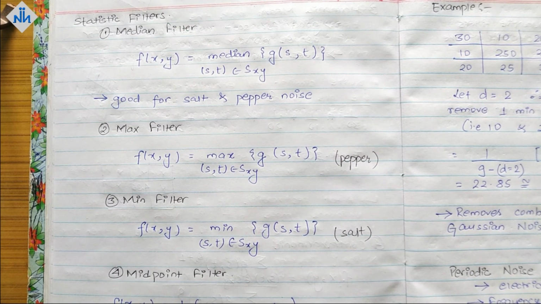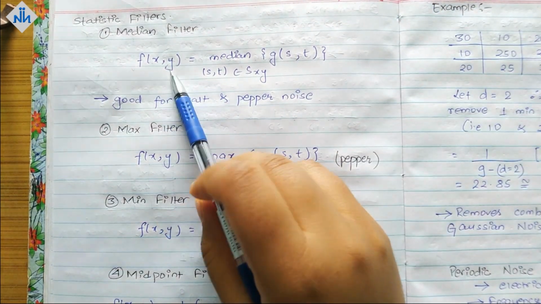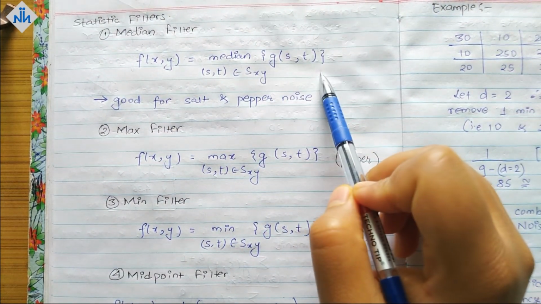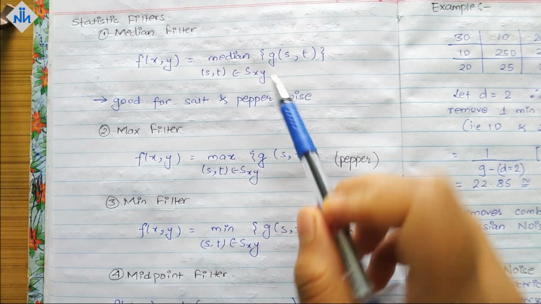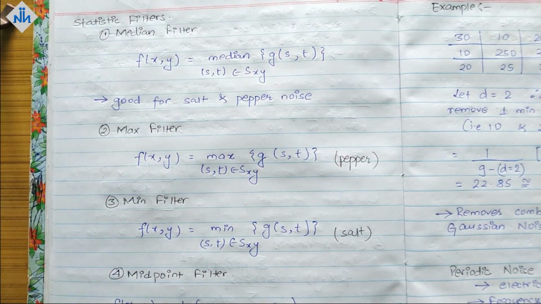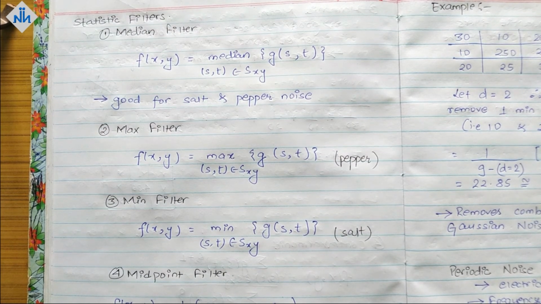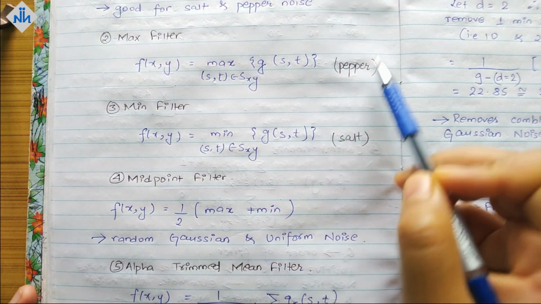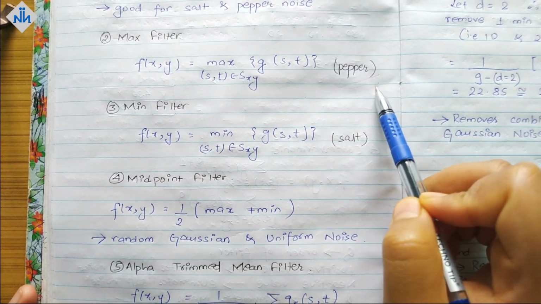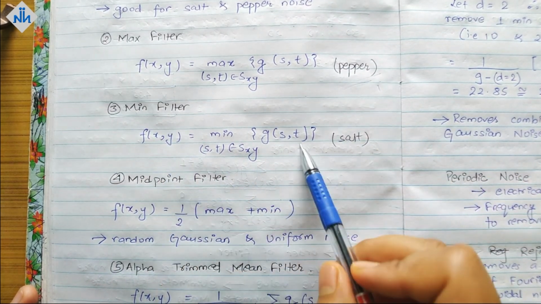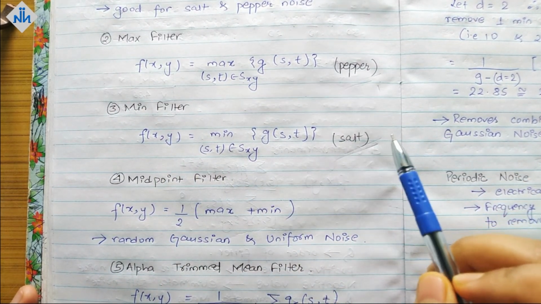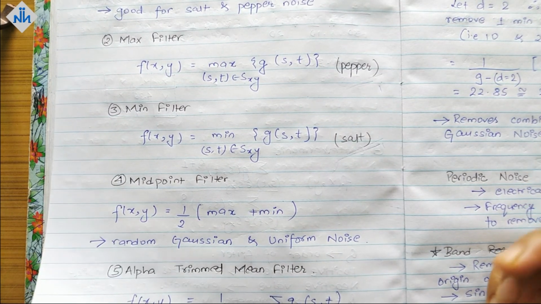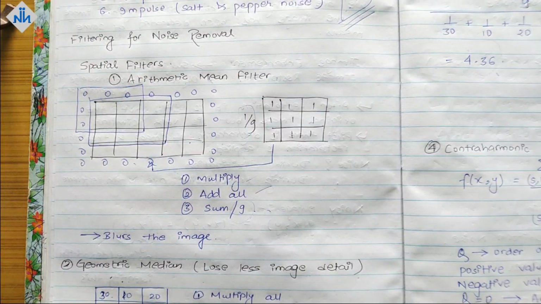Now the third type of filters are order statistic filters. In these we have the median filter, where f of x,y is the median of everything that we have, which is good for salt and pepper noise. We saw the median filter while we were talking about spatial filtering as well. Then we have the max filter, which takes the maximum of everyone, and it removes pepper noise. The min filter takes the minimum of everyone, and it removes salt noise.